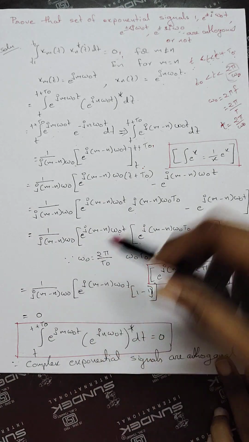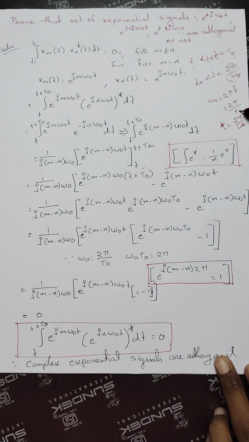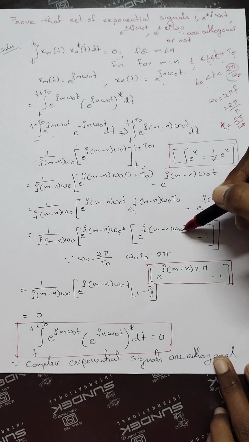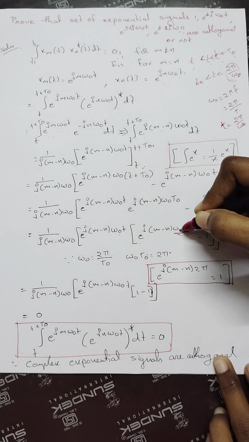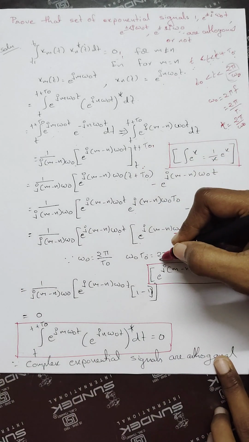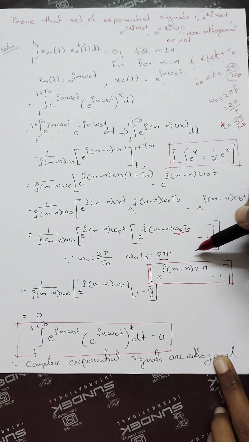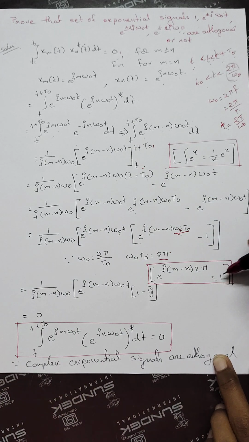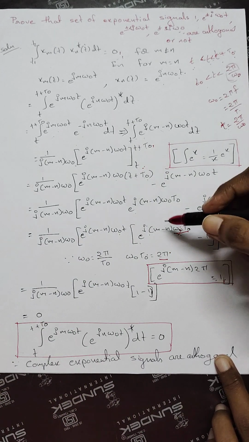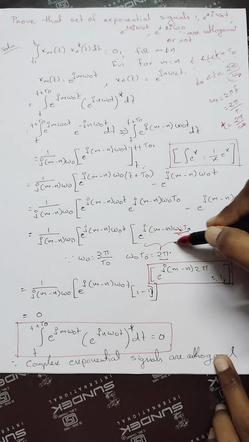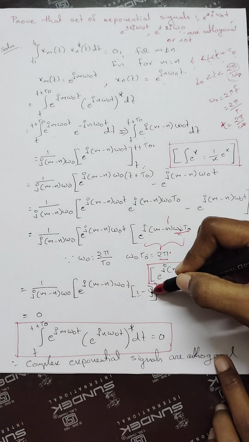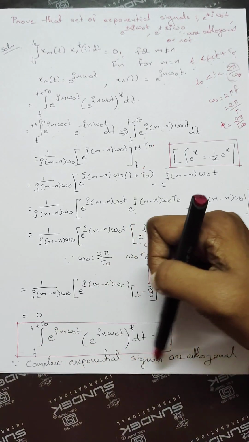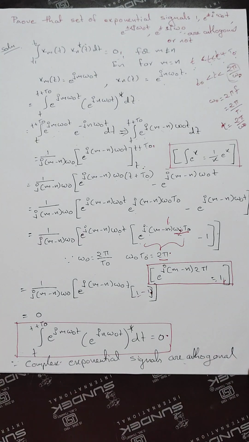So what is omega naught? We already know that one. What is the omega naught value? 2 pi by t. So omega naught t naught is equal to what? 2 pi. So in place of omega naught t naught you have to substitute the value 2 pi. That is nothing but e power j m minus n 2 pi is equal to 1. Here the value is what? 1. So this value is 1. Then 1 minus 1 is equal to what? 0. Hence the complex exponential signals are orthogonal to each other.